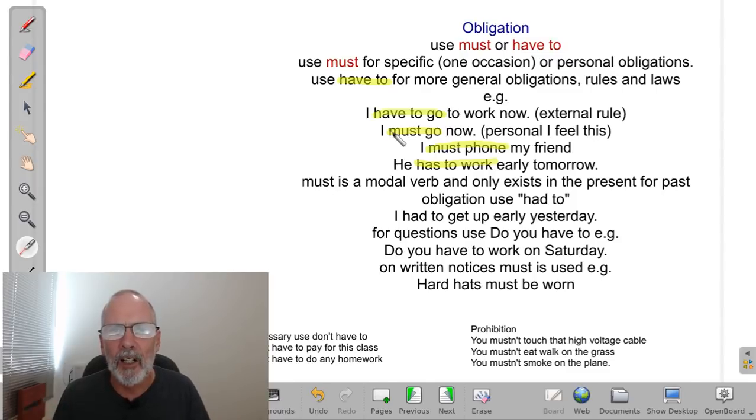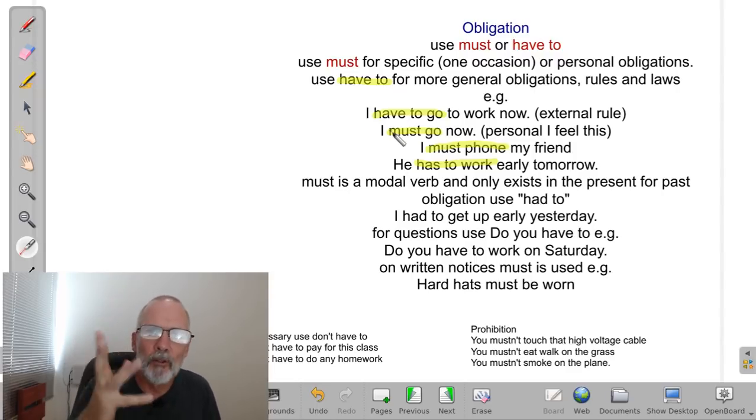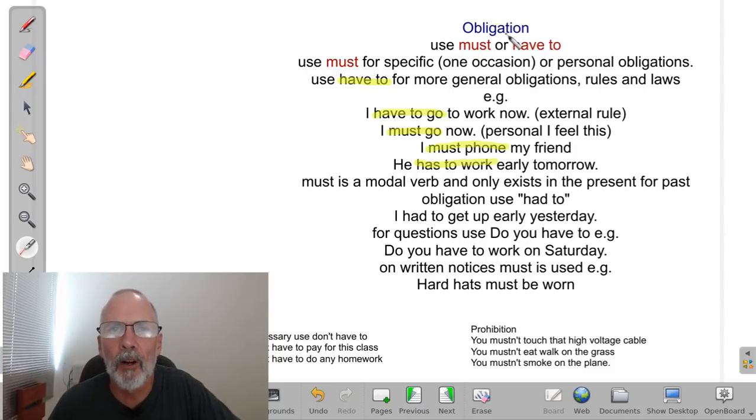In a real world situation, if you say I must go to work tomorrow or I have to go to work tomorrow, it's probably better to say I have to. But if you said I must go to work tomorrow, people would understand you, because they both really mean the same thing, obligation. This is just a little rule, a little difference between the two of them.